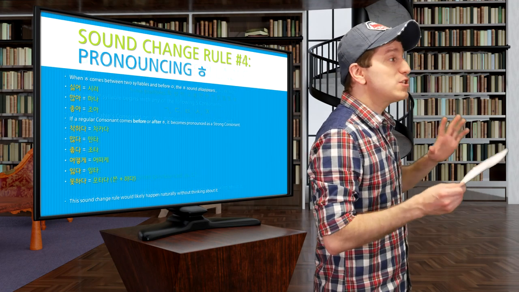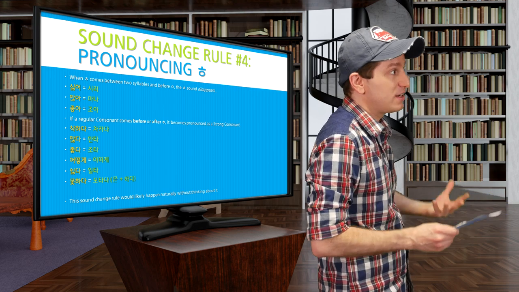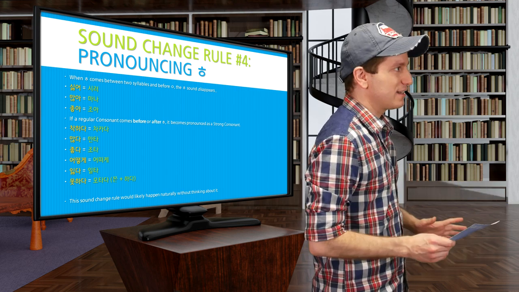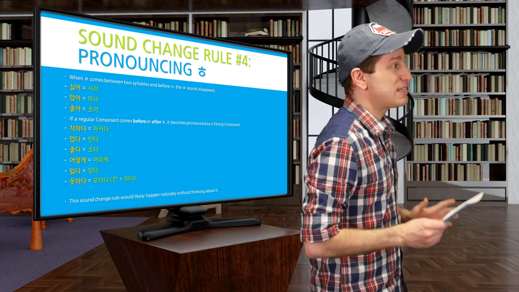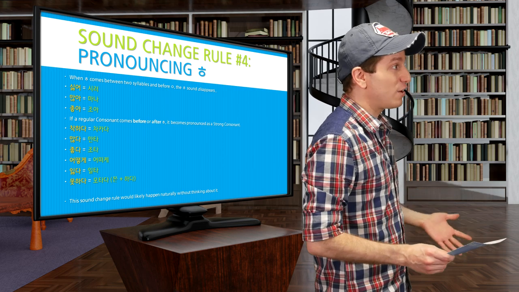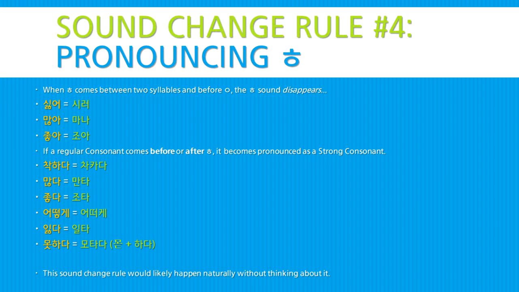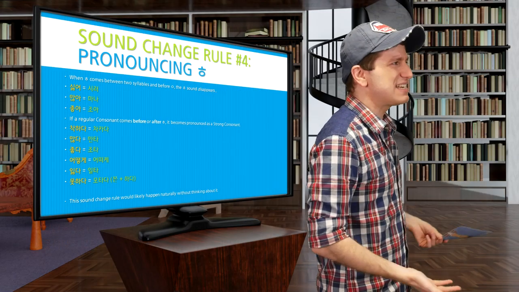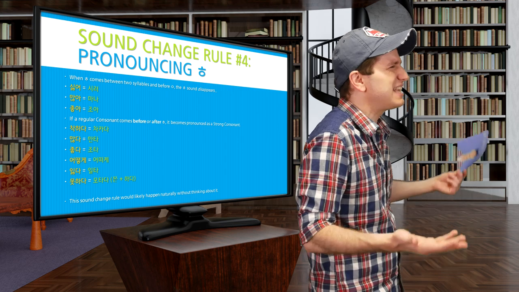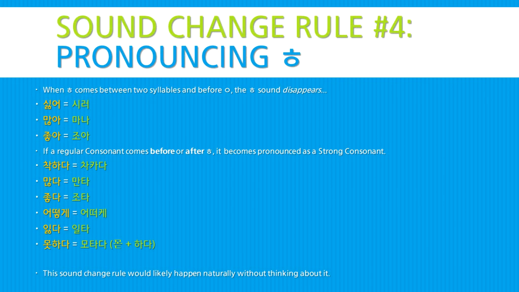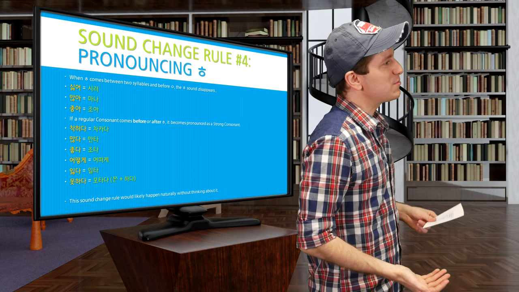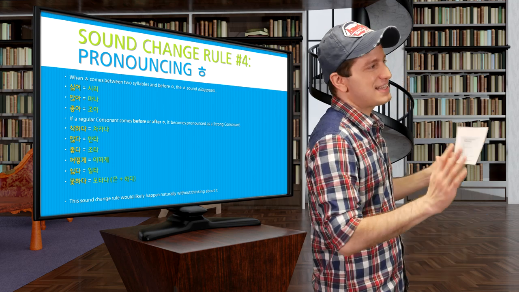Here's our next sound change rule, and this would also naturally happen if you were to try to speak Korean more quickly. Anytime you have a hyeot, that's this letter here, that comes between two syllables with the empty consonant, the hyeot sound will simply disappear. For an example, 싫어. Notice that it just naturally disappears when said quickly because the H sound isn't really that strong to stay there. Next we have 많아. And finally, 좋아. So anytime the hyeot comes between two syllables and there's an empty consonant, it simply disappears.